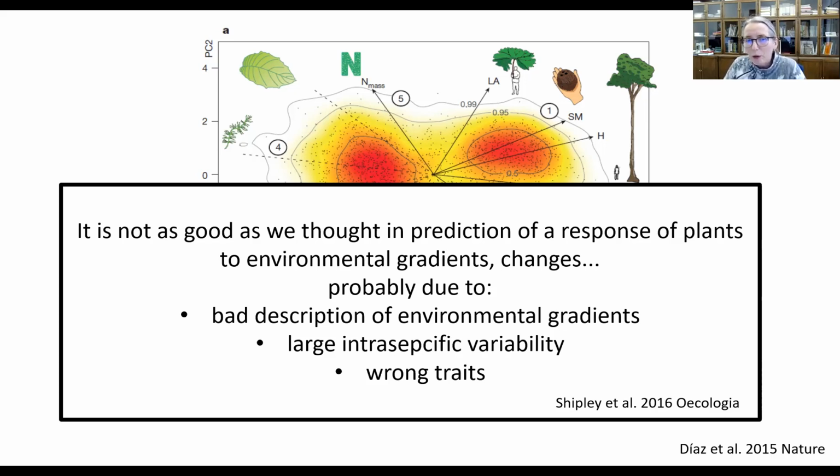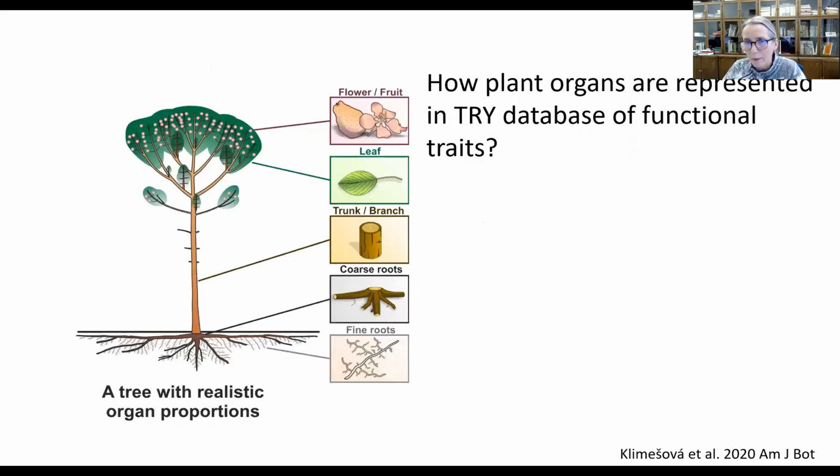So it's probably due to better description of environmental gradients, because we have a standard protocol for how to measure these plant traits, but we are measuring these environmental gradients differently in different parts of the world, so it is difficult to compare. It may be due to large intraspecific variability, and it may be that we selected the wrong traits, or that there are other traits which are important as well. And I will speak more about these wrong traits, whether there are some other traits which may be important.